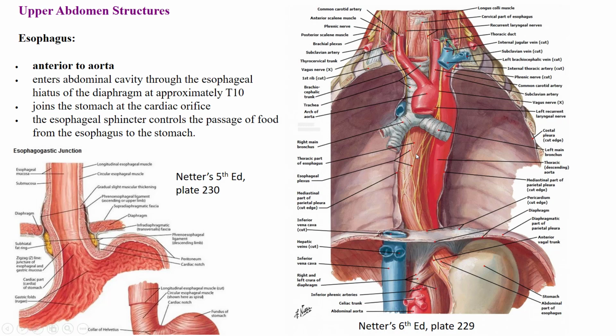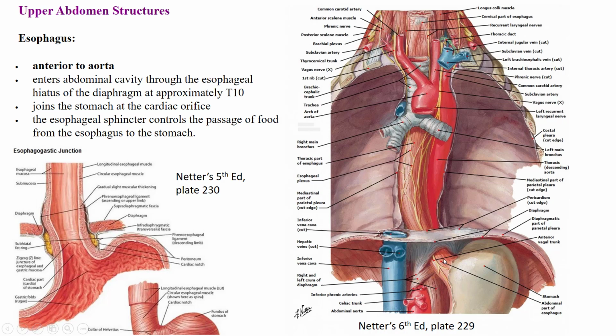So the esophagus runs anterior to the aorta. Generally, in most of the images, you'll find it anterior to the aorta, but it may also be to the right of the aorta. As you can see in this upper part of the thorax, the aorta is this structure here, and the esophagus is just to the right of it and probably slightly anterior, depending on the patient and how the structures are laid out in their body. It enters the abdominal cavity at about T10.